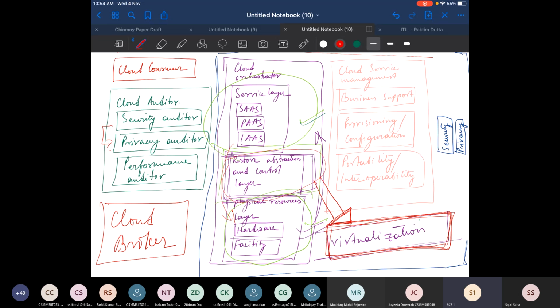Now the third layer has three components. One is business support, one is provisioning and configuration, and another is portability or interoperability. Business support means what kind of services the cloud service provider is entitled to provide. Next is provisioning and configuration, which means if any user wants to scale up or scale down their services, is there any provision, and if there is, what type of configuration should they be given.